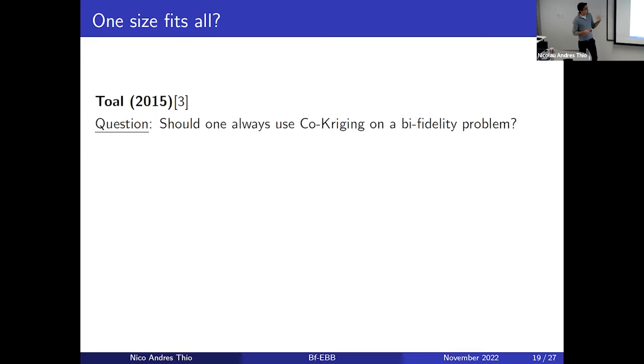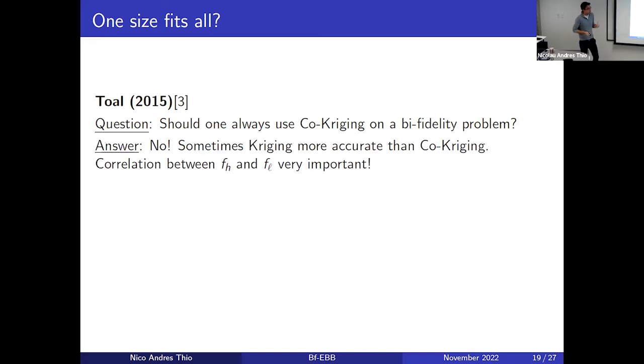What started motivating all my research is this paper by Toal, which in 2015 essentially asked, should you always use co-kriging in a bi-fidelity problem? So you have 2 sources of information. Should you use a method that combines the 2? And perhaps unsurprisingly, but it was kind of new when we published this, the answer is no. Sometimes using the low fidelity source is harmful. You actually do not want to use it. It's going to give you a worse model. You should ignore it.